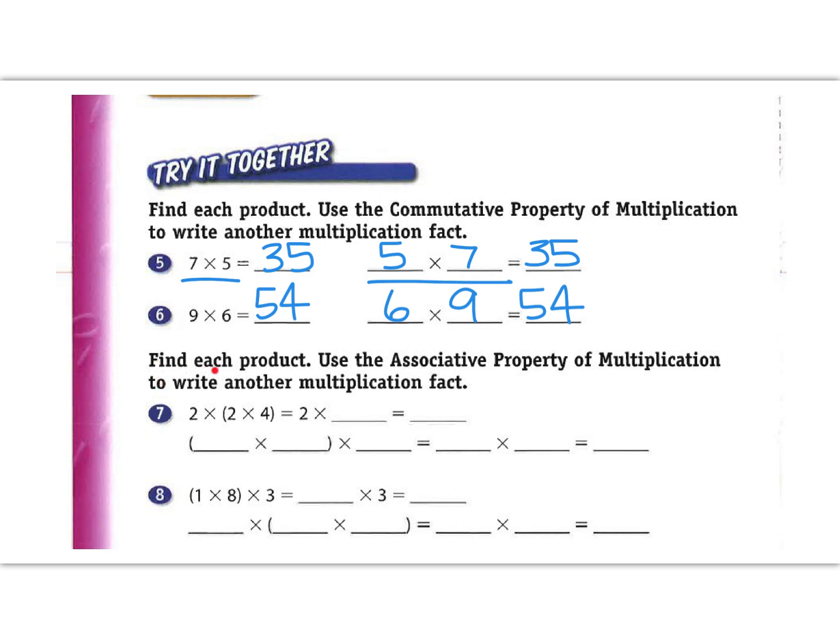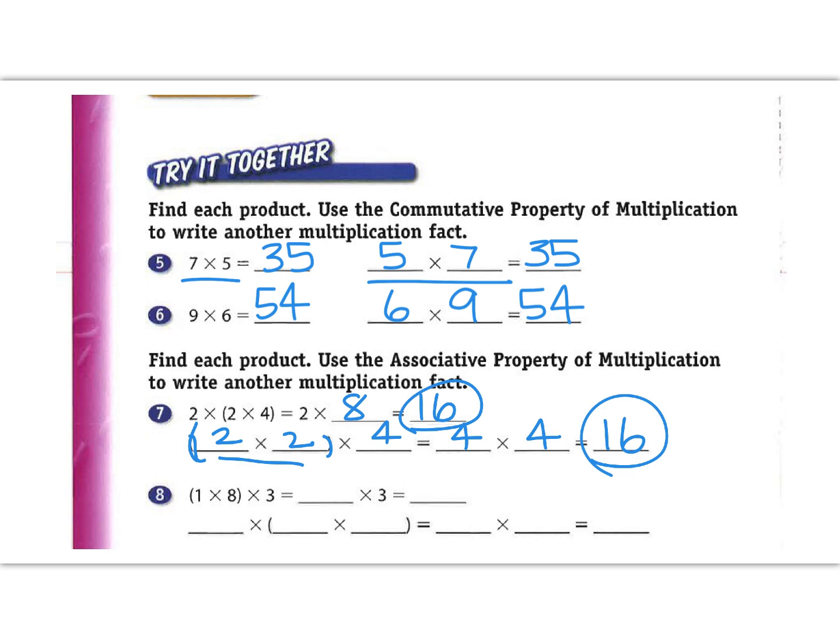The second part says, find each product. Use the associative property of multiplication to write another multiplication fact. So here we have 2 times, and then in parentheses, 2 times 4. So we've got to do that first. 2 times 4 is 8. So then we do 2 times 8 is 16. So let's write that differently. We'll move the parentheses. So then we'll do 2 times 2, and then put the 4 on the outside of the parentheses. Then we have to do parentheses first. So 2 times 2 is 4. 4 times 4 is 16. Same answer.